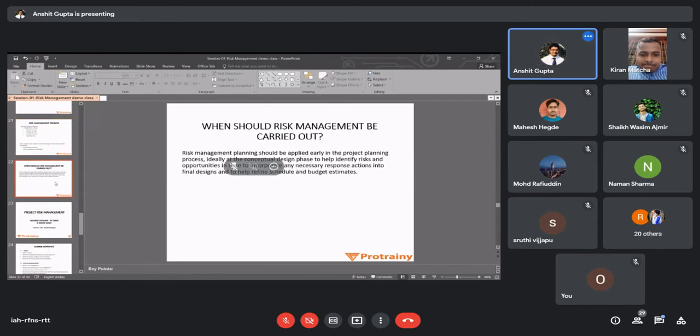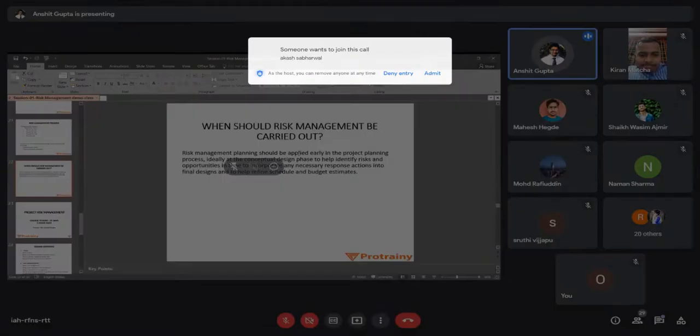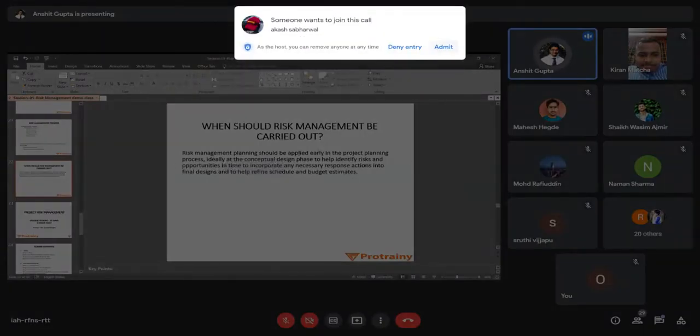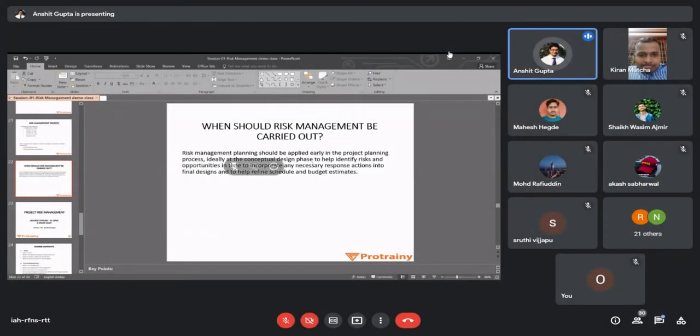Okay. When should risk management actually be carried out? Risk management planning should be applied early in the project planning process, ideally at the conceptual design phase, to help identify risks and opportunities in time, to incorporate any necessary response actions into the final design, and to help refine schedule and budget estimates. So risk management should start from the beginning of the project itself, and it will be carried out till the last day of the project. That is, it is a continuous process, it is not a one life cycle process.